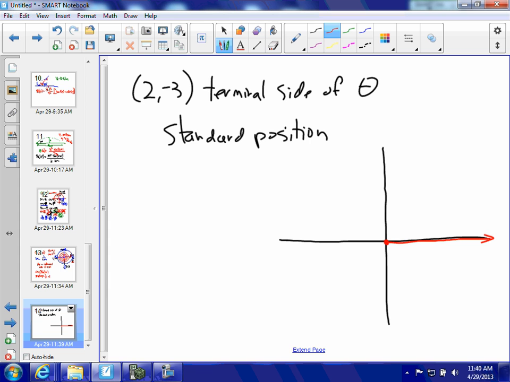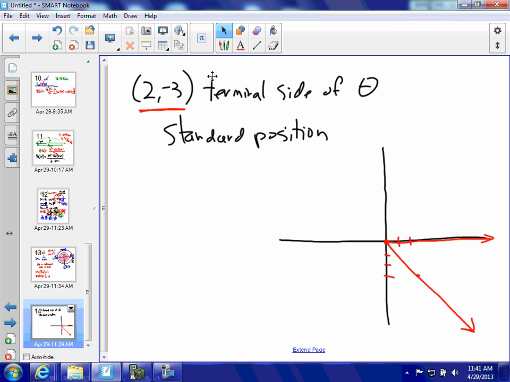Now I know that a point on the terminal side of this angle is the point (2, -3). Well, that point, let's say, is right here. So this angle is shooting out that way. It's in quadrant 4. I can tell that because they gave me the positive and negative sign of the point.